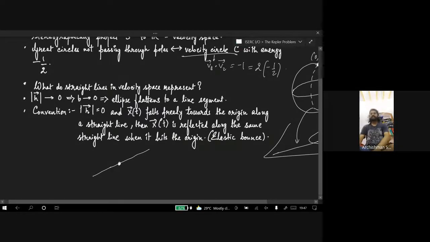And the convention is that if you have zero angular momentum and your x(t) falls freely towards the origin along this straight line, then I'm going to assume that it gets reflected along the same straight line when it hits the origin. So it goes here, and then there's the bounce, and then it goes back. And this physically corresponds to, if I have a mass M and a small mass m, an elastic bounce.